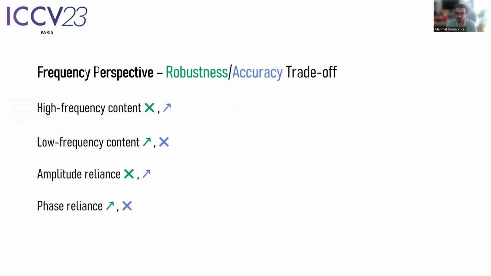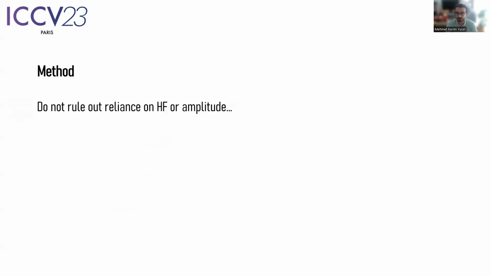Taking the robustness-accuracy trade-off from a frequency perspective, we can see that focusing on high or low frequency, or amplitude or phase components, gives us either robust or accurate models. The question we want to answer is simple. Can we achieve the best of two worlds?